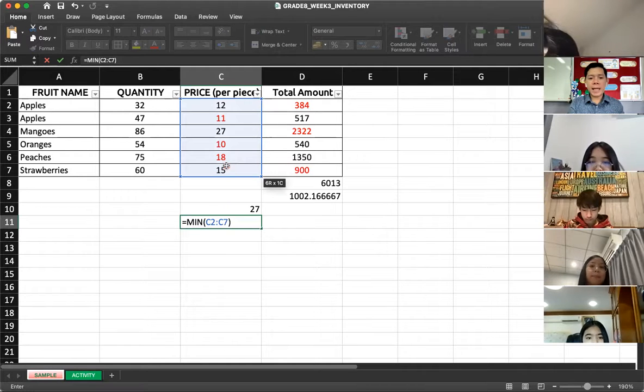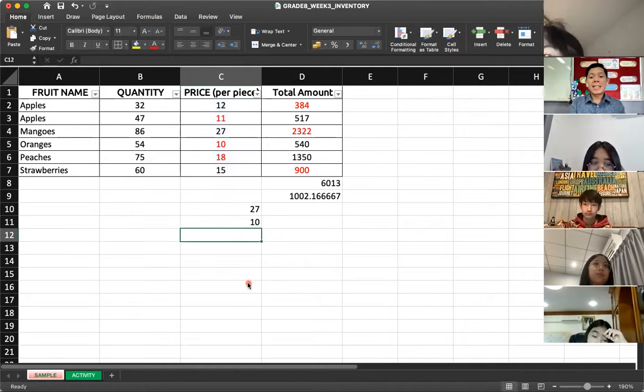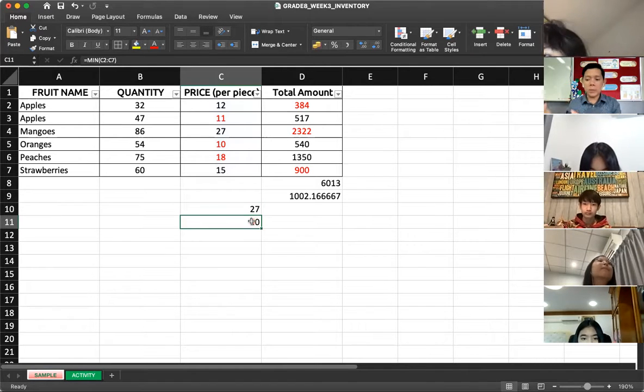And then what should be the answer here? What is the minimum price? Okay, the minimum price is 10. So therefore the answer here is 10. Okay, so that is how you get the minimum and maximum value. Okay? Understand?